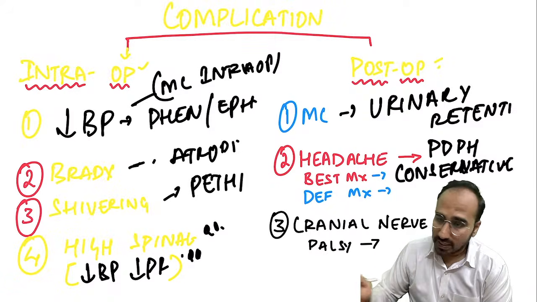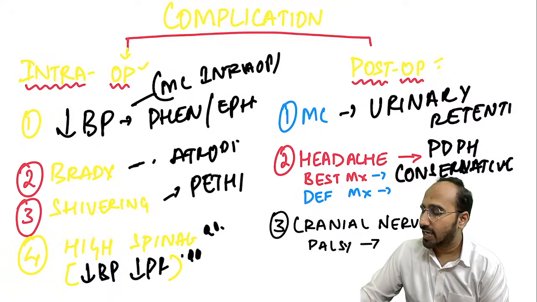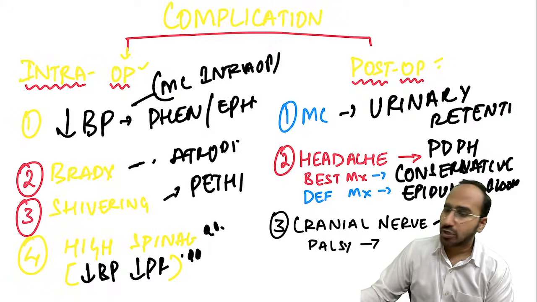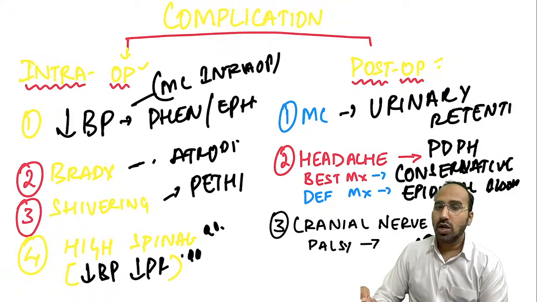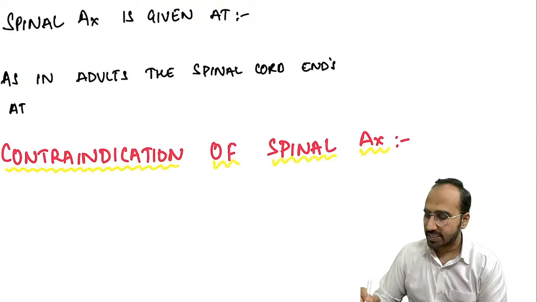If that is not working, the definitive management is to close the puncture of the dura with the help of an epidural blood patch. Epidural blood patch. Next, the cranial nerve that could be damaged in spinal is the 6th cranial nerve, as it has a long course. Again, I have just written 6th cranial nerve.